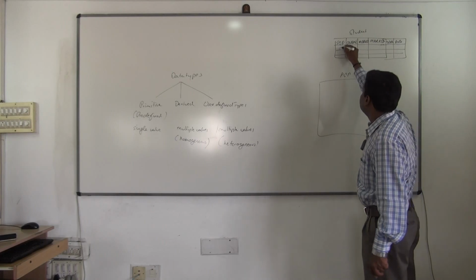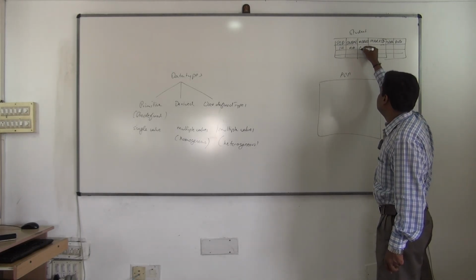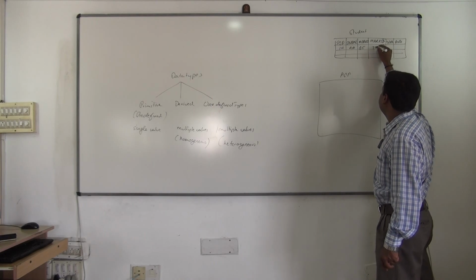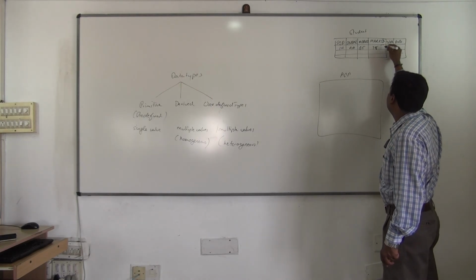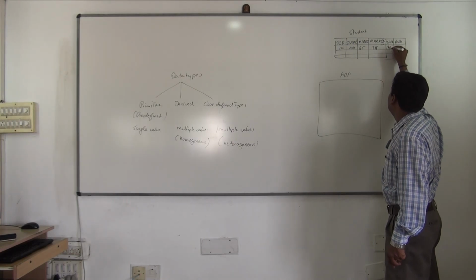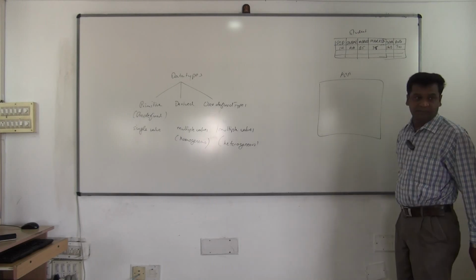So this is how values will be stored. Student ID is 101, his name is so and so, marks he has got is 65, then he has got 70. Total will become what? 135, average is 70. Like this values will be there.